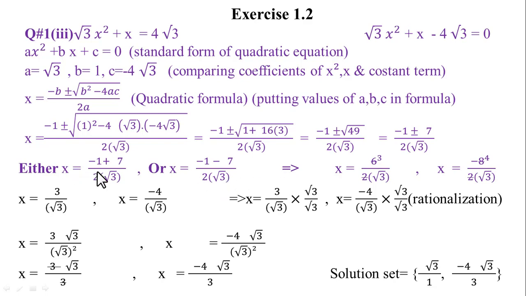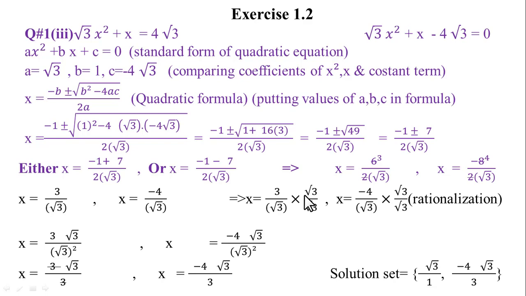This implies that x is equal to 7 minus 1 is 6, so 6 divided by 2 into square root of 3. 2 ones are 2, 2 threes are 6. And similarly, x is equal to minus 1 minus 7, which is minus 8, upon 2 into square root of 3. Then 2 ones are 2, 2 fours are 8. So x is equal to 3 upon square root of 3, or x is equal to minus 4 upon square root of 3. Here we can rationalize the number by square root of 3.